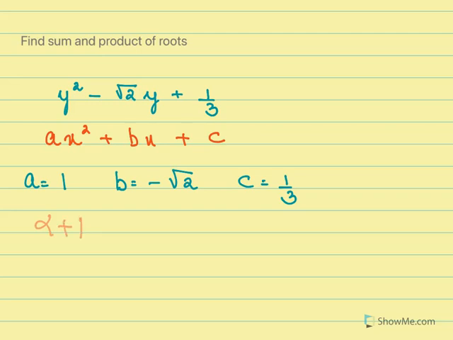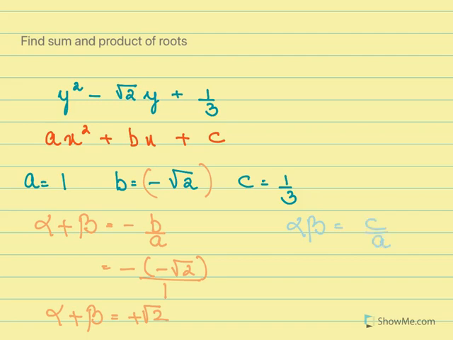Sum of roots is minus b by a, which is minus, b is minus root 2 over a is 1. So alpha plus beta is plus root 2. And product of roots, that is alpha into beta, is c by a. c is 1 by root 3, a is 1. So product of roots is 1 by root 3.